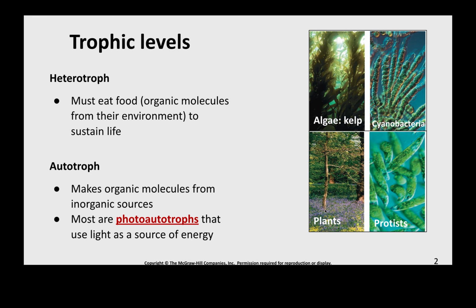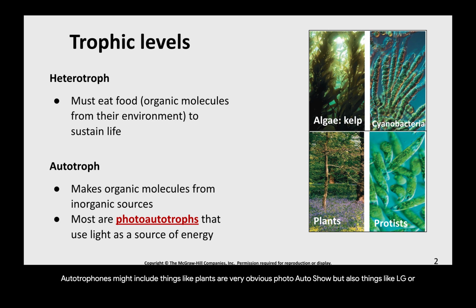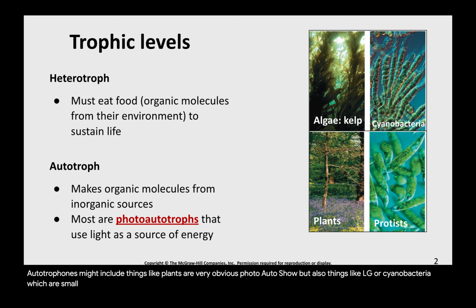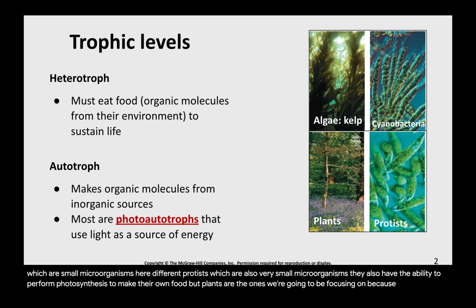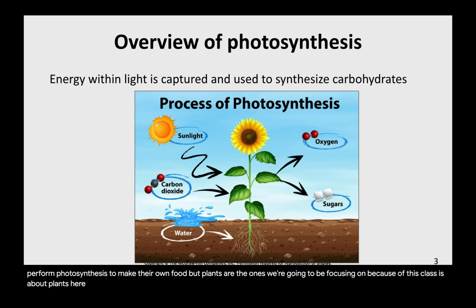So if we think about photoautotrophs, those might include things like plants, right? Plants are a very obvious photoautotroph. But also things like algae or cyanobacteria, which are small microorganisms here. Different protists, which are also very small microorganisms, also have the ability to perform photosynthesis, to make their own food. But plants are the ones we're going to be focusing on because this class is about plants here.